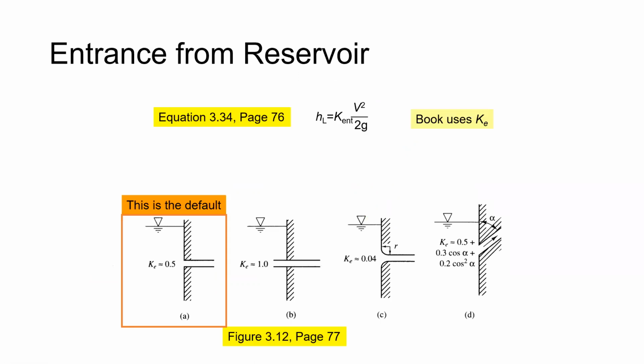We also have entrances to reservoirs, so you'll see this in some problems. There is an energy loss if you're in a reservoir because you have water that's not flowing that's moving into a pipe that is flowing water. So there's an entrance coefficient depending on the type of entrance. This is the default, just like a square entrance. You could have a curved entrance, and you multiply that by v squared over 2g, and that's the velocity of the flow in the pipe.